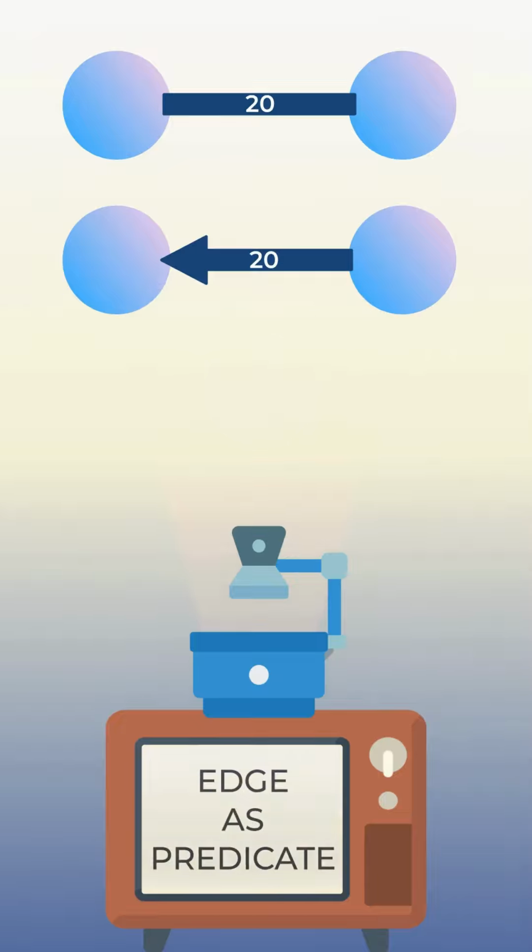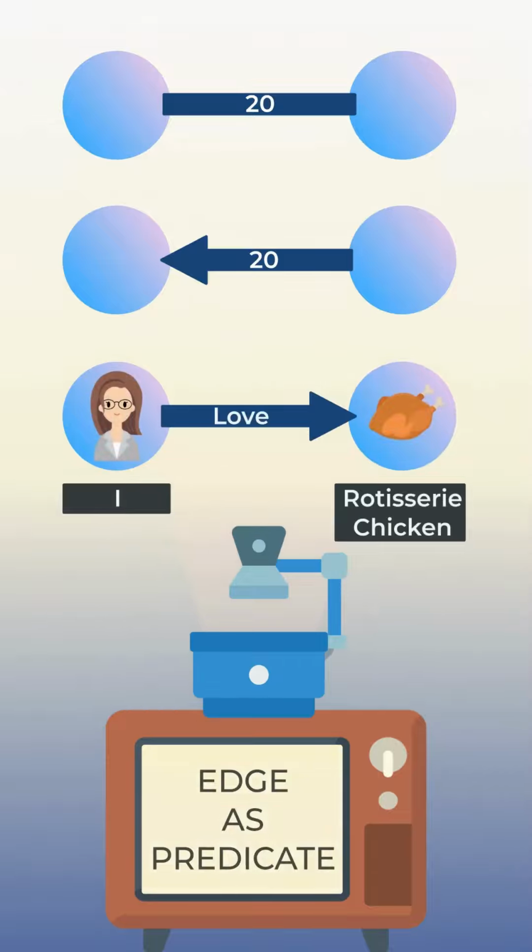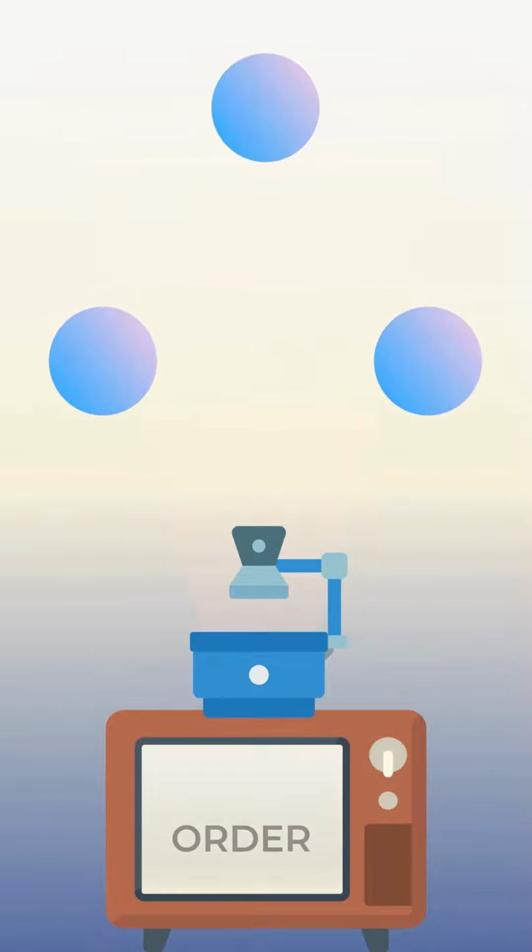An edge can also represent a predicate. Example: I love rotisserie chicken. I and rotisserie chicken are nodes. Love is an edge.